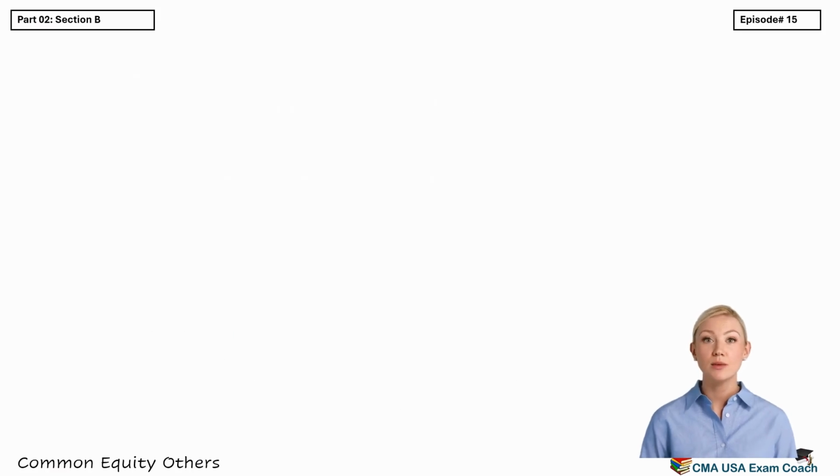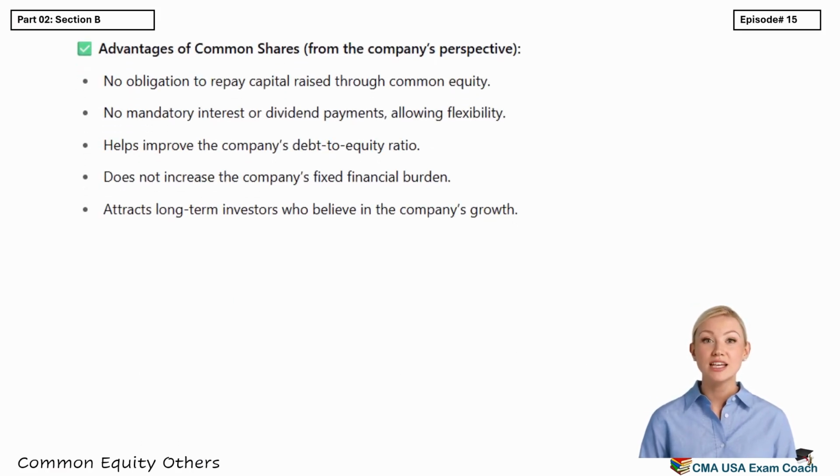Let's now wrap up this topic by understanding the advantages and limitations of issuing common shares, but this time from the perspective of the entity, that is, the company itself. When a company issues common shares, it is raising capital by selling ownership in the business to investors. This has some very clear advantages. One major advantage is that the company does not have to repay this capital. Unlike loans or bonds, common equity does not come with a fixed repayment obligation. This helps the company manage its cash flows better, especially in the early stages or during periods of uncertainty.